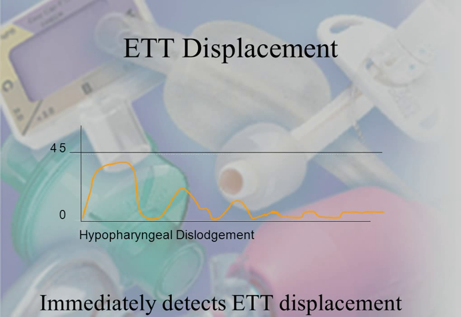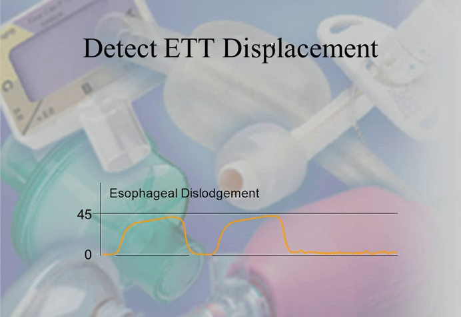Okay, it's a pretty good picture for hypopharyngeal dislodgement or ETT displacement. Getting a good waveform, and then all of a sudden it just kind of peters out, and that's essentially what it does. It displaces the ET tube. There's no gas exchange, and obviously not being able to ventilate the patient, you're not able to blow off that end-tidal CO2. So there's an esophageal dislodgement. You can see that it's normal, then all of a sudden it just flatlines out.